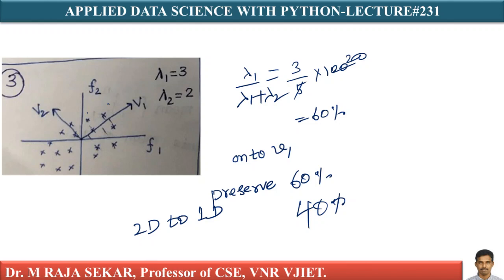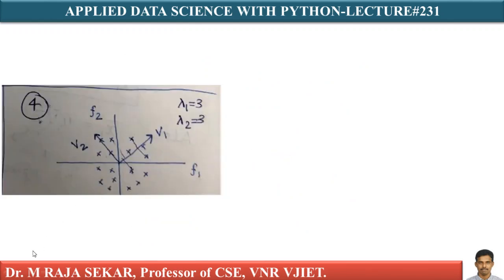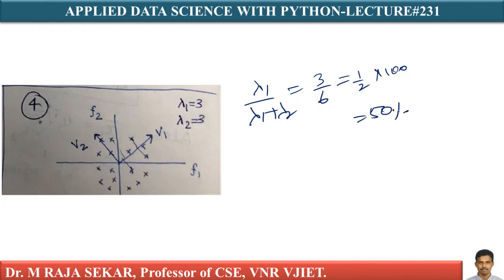What about my case 4? If I calculate lambda 1 by lambda 1 plus lambda 2, I will get 3 by 6, that is 1 by 2, or 50%. What does it mean? If I project my data onto v1, I am losing almost 50% of the information. So lambda gives you a relative scale, or relative percentage, of information.